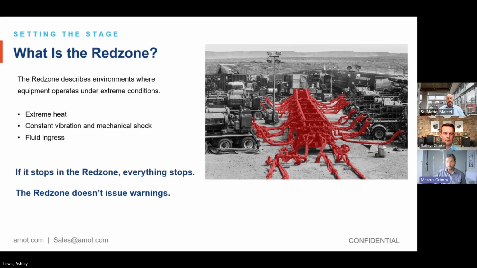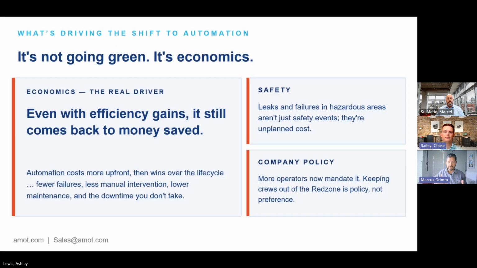So why in the world would we even want to automate in the red zone in the first place? And Chase, as you were explaining it to me, there are three big drivers that we talk about, right? Yeah, this is feedback we've heard from location, out at the yards. The main driver is economics.